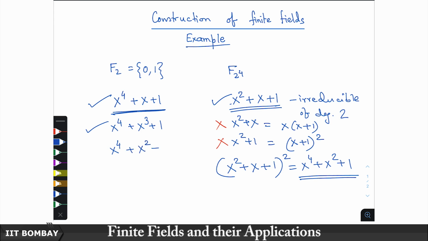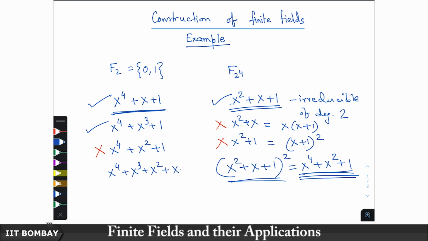Now, let us try x^4 + x^2 + 1. Of course, this is not an irreducible polynomial because it is the square of this. It also does not have a root, but it is the square of a degree 2 irreducible polynomial. So, this is not irreducible.